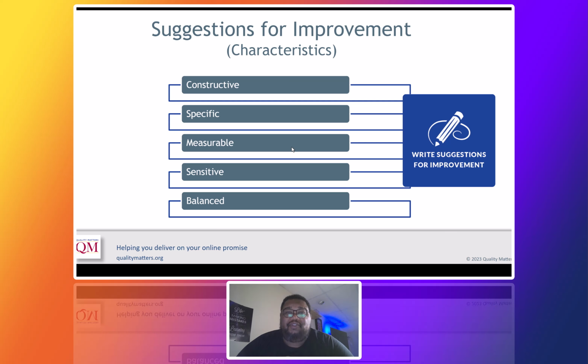Followed by measurable. Suggestions for improvement describe observable changes to the course. Measurable statements begin with an action verb describing a change that can be observed. For example, a suggestion to improve the grading policy is not measurable because improvement can't be easily observed or measured. However, suggesting that the course rep insert a grading scale in both points and percentages can easily be observed as an improvement to the course.